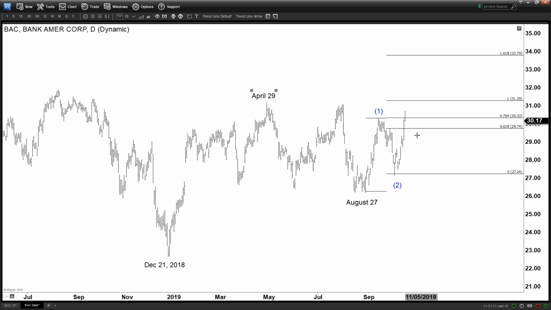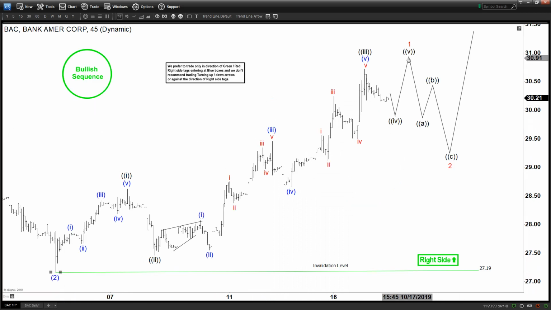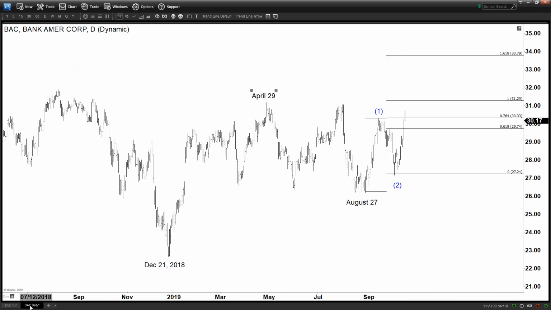But for now, suffice to understand that any pullback should continue to find buyers in 3 7 11 swing. All right, and it should at the least target this $31.30 approximately.